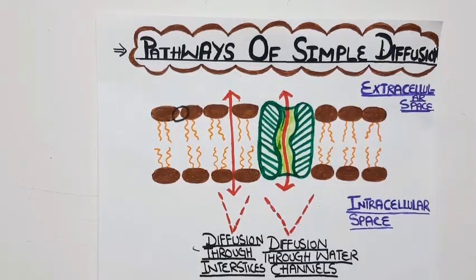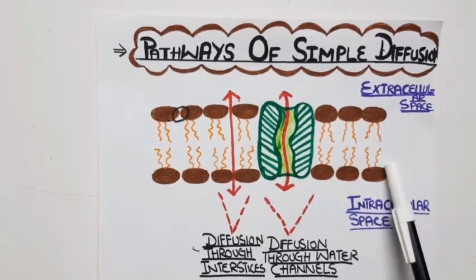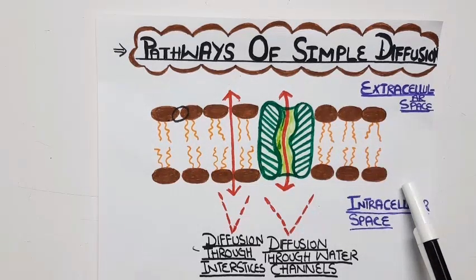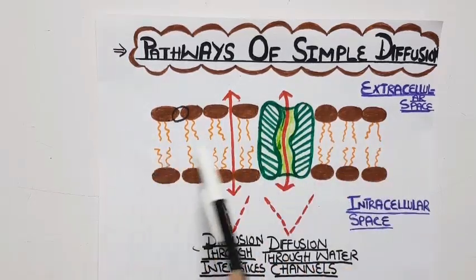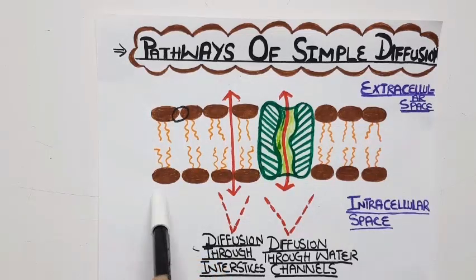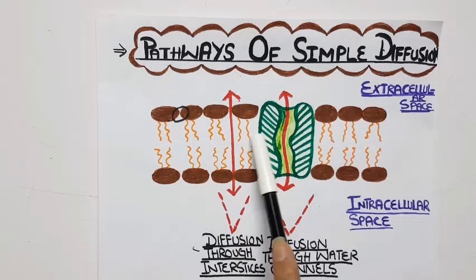Now, why only lipid soluble substances? Because we know that the middle part or the interior part of the lipid bilayer consists of fatty acids, and because fatty acids are organic in nature and hydrophobic, they make this part of the lipid bilayer hydrophobic. So only lipid soluble substances can diffuse through the lipid bilayer through interstices, not hydrophilic substances, because they will be repelled by this part of the lipid bilayer.